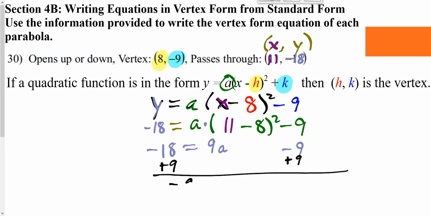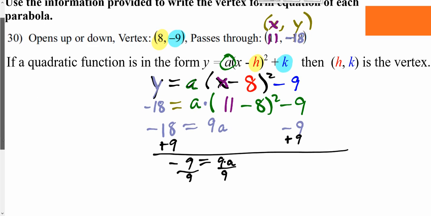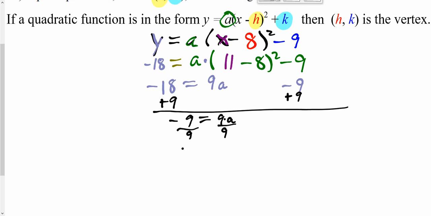And I get a negative 9 is equal to an a times 9. So now I've got to undo timesing by 9, so divide both sides by 9. And I end up getting a to be negative 1.